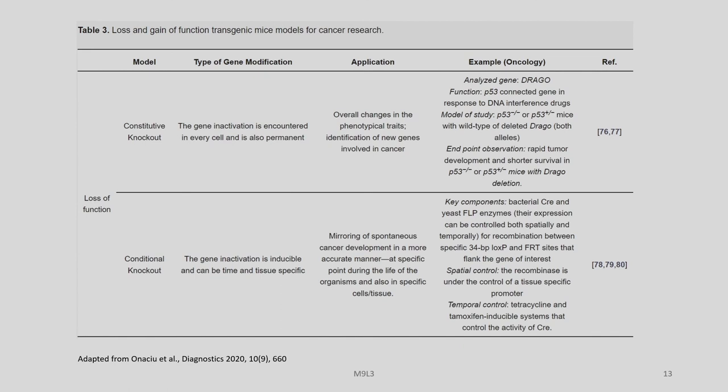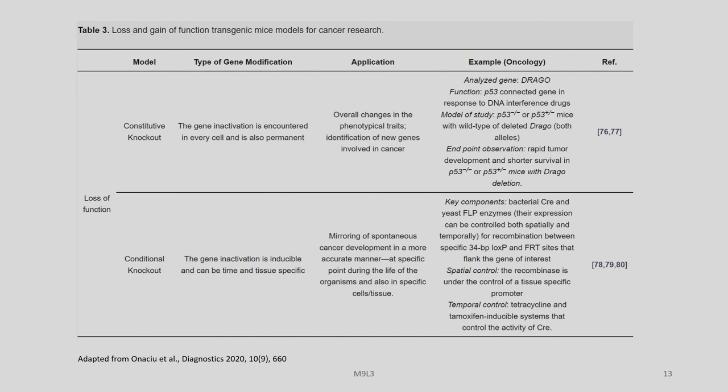So, we may have models which may be constitutive knockout models, and then we may have conditional knockout models. In the case of constitutive knockout, the type of gene modification involves a gene inactivation which is encountered in every cell and is also permanent, and this is applied in the case of overall changes in the phenotypical traits and identification of new genes involved in cancer.